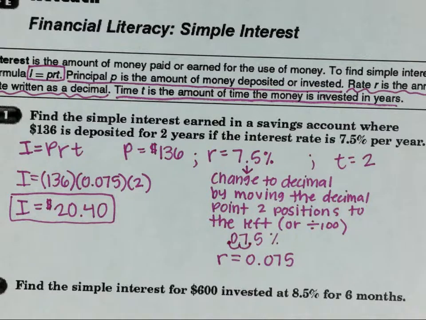To the left, yes. We move it to the right when we're going from decimal to percent. In this case, we're going from percent to decimal, so we do the opposite. So move to the left. Yes, because our interest rate's always going to be given to us in percent.